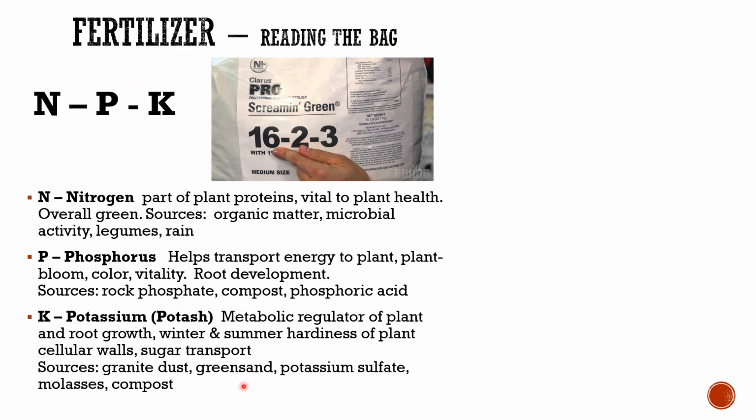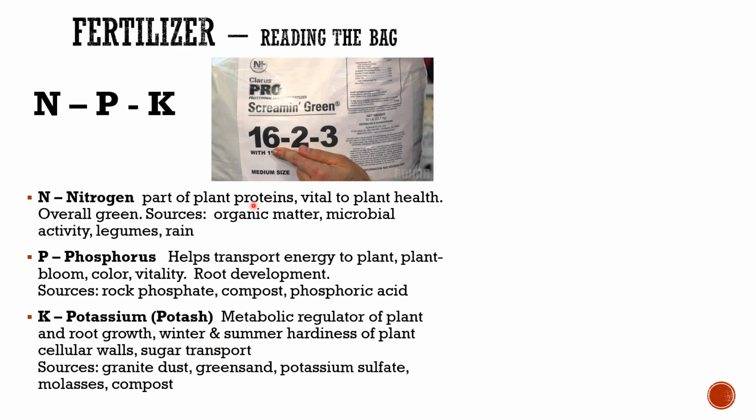Potassium, potash, that's the K. This is a metabolic regulator of the plant and root growth for winter hardiness and summer hardiness of the plant, cellular walls, and sugar transport. A lot of sources for this include granite dust, greensand, potassium sulfate, molasses, and compost.